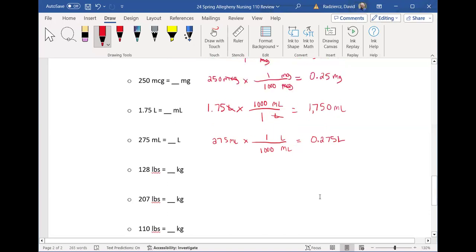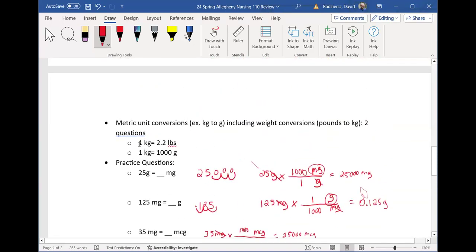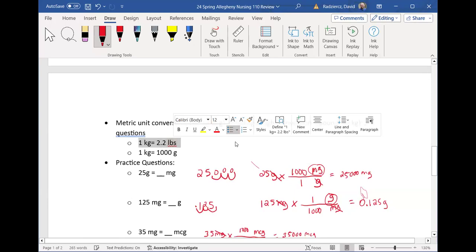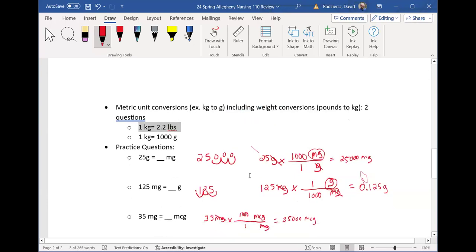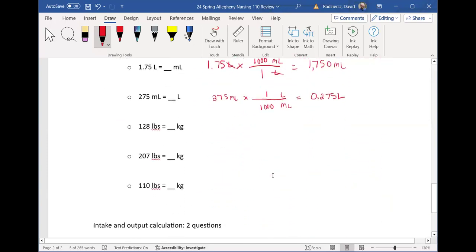As a reminder, 1 kilogram is equal to 2.2 pounds. The short way I always think about this is when I go from pounds to kilograms, I'm dividing by 2.2. And in the event you're going from kilograms to pounds, you would multiply by 2.2. But I'm going to tell you right now, that very rarely happens. You typically are going to convert pounds to kilograms, which is why I usually just show it to you in one direction.